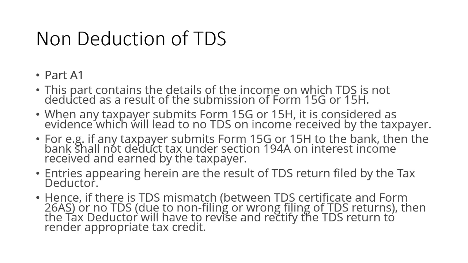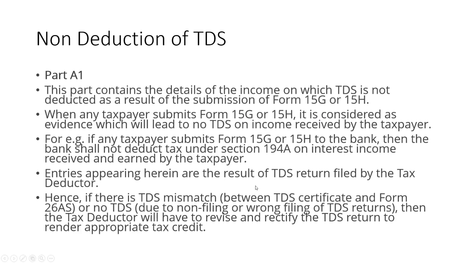This is going to be included in the 26AS. In Form 26AS, 15G is considered as the evidence which will lead to no TDS on income received by the taxpayer. So automatically they can come out with a notice to the taxpayer. If he submits this, then the bank shall not deduct under section 195, but the information will be sent to the department.